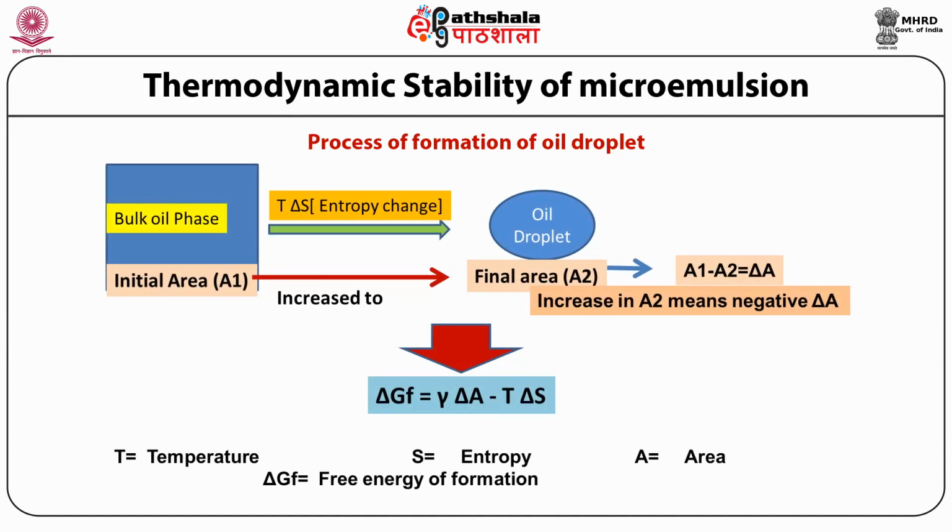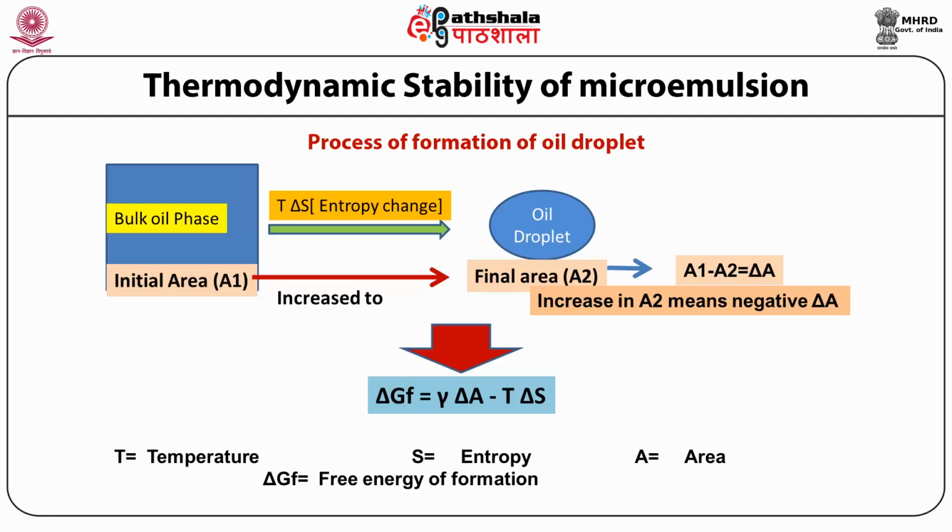If we take a bulk oil phase and that bulk oil phase is converted into oil droplets, there is a change in entropy, and also there is an increase in surface area, which means a change in area, delta A. This will affect the equation which is called the free energy of formation, that is delta GF, which is equal to the surface tension into delta A minus the entropy change, that is T delta S, where T is temperature and delta S is entropy.